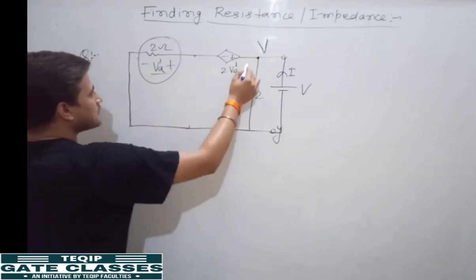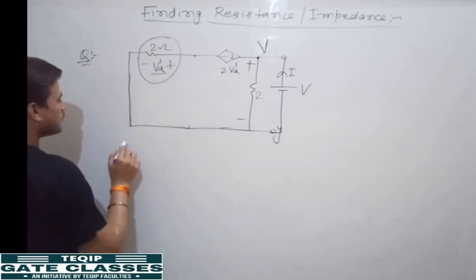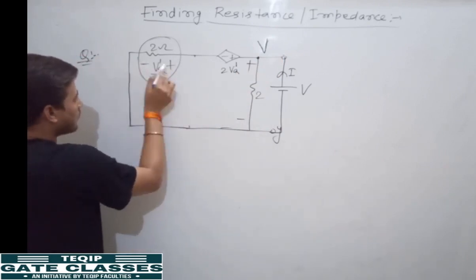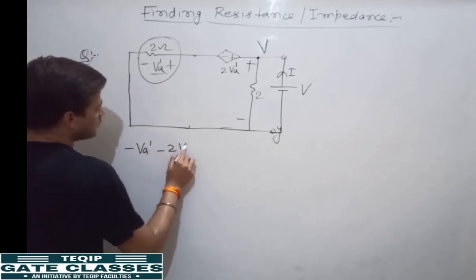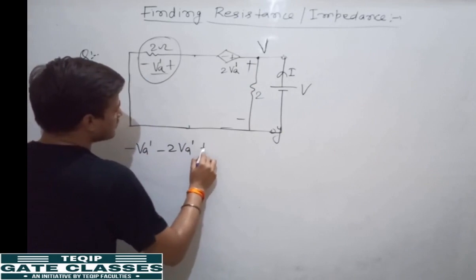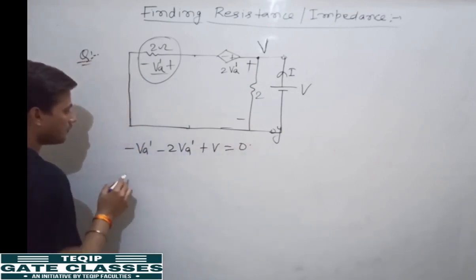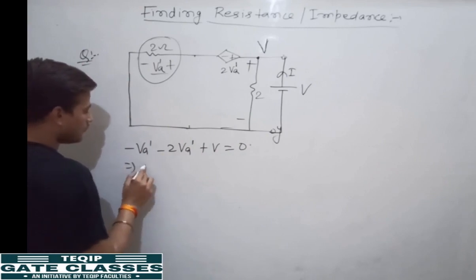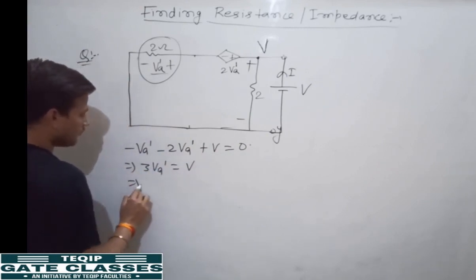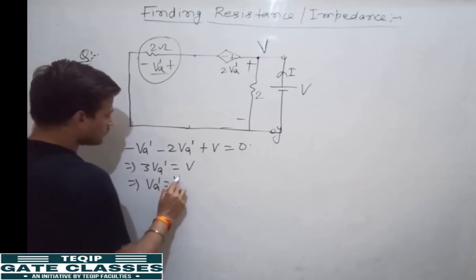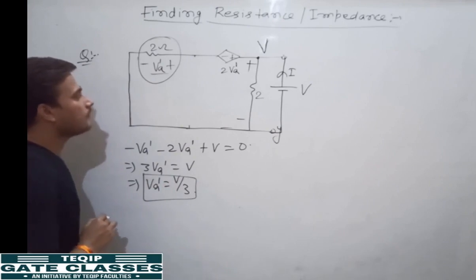So next, here the potential is V. Apply Kirchhoff's voltage law, starting from the minus terminal: minus VA dash minus 2 VA dash plus V equal to 0. From here you know that 3 VA dash is equal to V. So VA dash is now equal to V by 3.